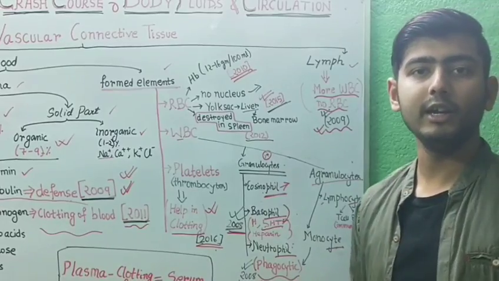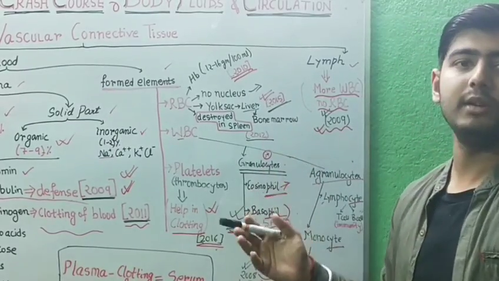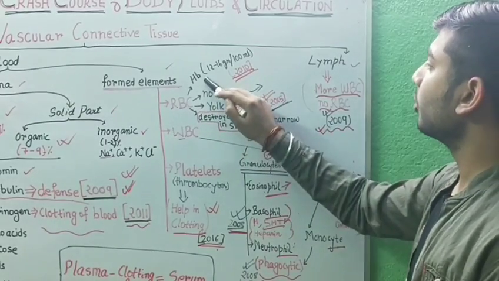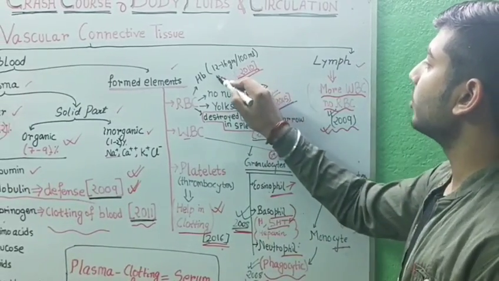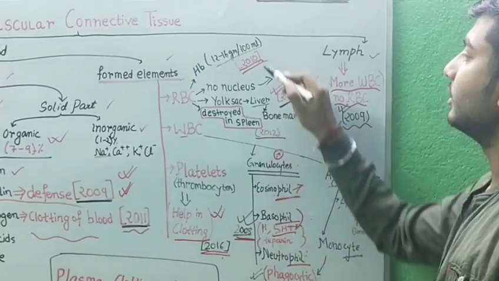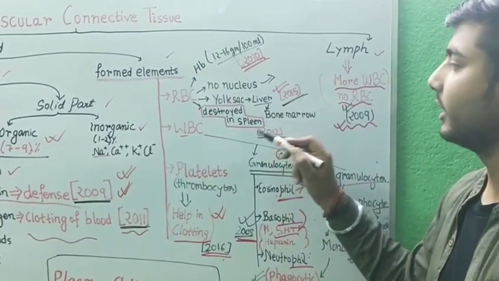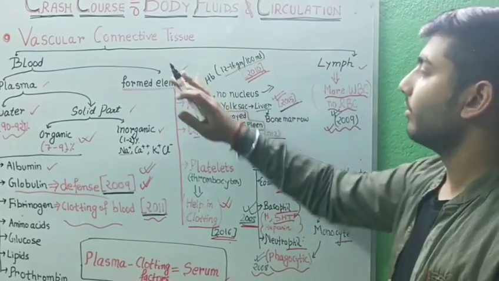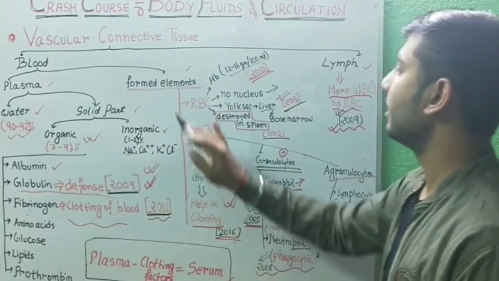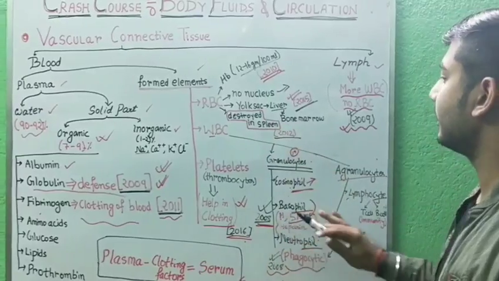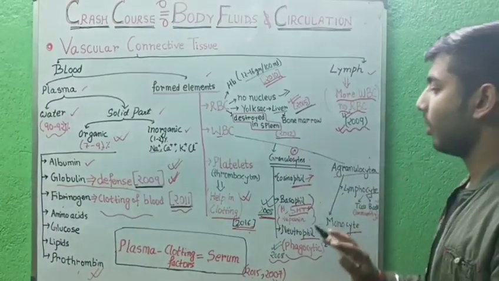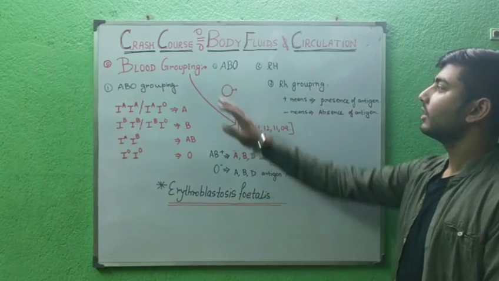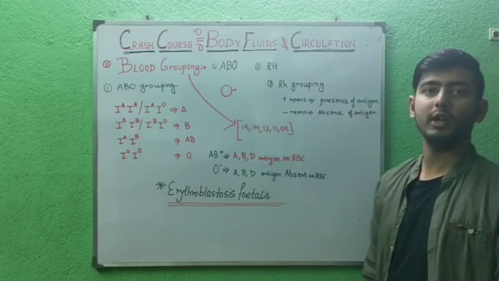Now, for example, I am an adult. My RBC formation takes place in bone marrow, obviously of long bones and skull bones. Hemoglobin content of RBC is 12 to 16 gram per 100 ml. This was asked in AIPMT 2010. I hope this is cleared. Before clearing the board, we will revise once again. Plasma cleared, formed elements, RBC, WBC, platelet cleared, lymph cleared. I hope this time we covered every subject of this board. Thank you. So guys, in this board, we will discuss about blood grouping.